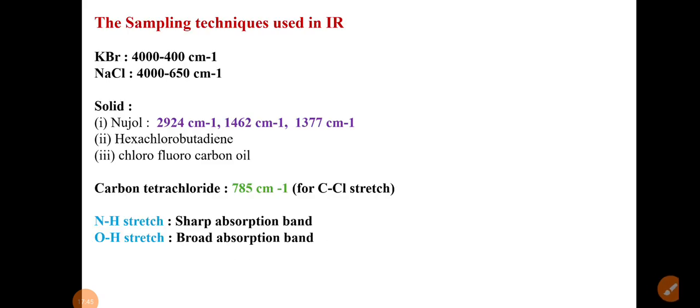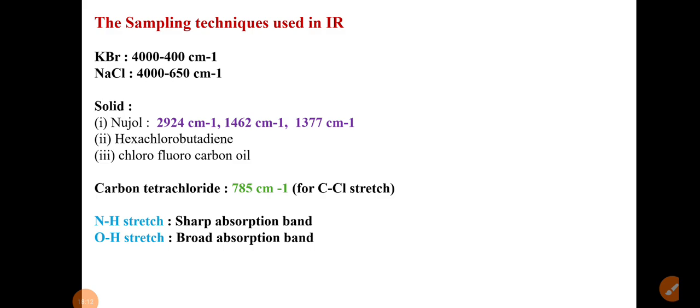Okay, so here are some important points from the IR. So the sampling techniques, right? So how to prepare the sample and all the things in IR spectroscopy. So generally potassium bromide or sodium chloride we are using for the preparation of the sample, right? So KBr is showing the value of 4000 to 400 centimeter inverse, and the sodium chloride is showing the value of 4000 to 650 centimeter inverse.